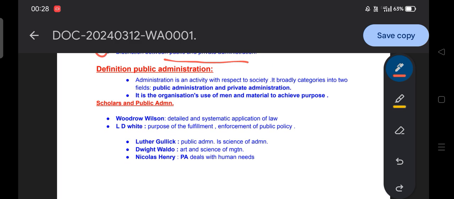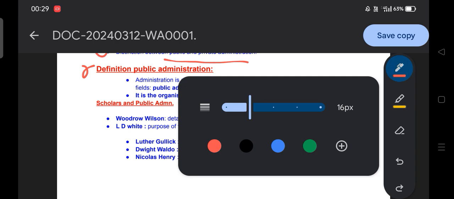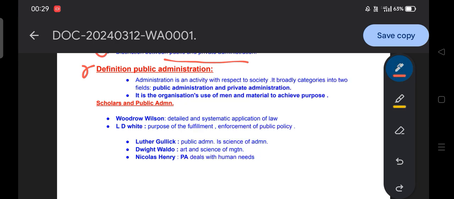Definition of public administration. First of all, we have to understand its terminology: what is administration, and what is public, including public administration. So what is administration? Administration is an activity with respect to society. It is not only private or public.